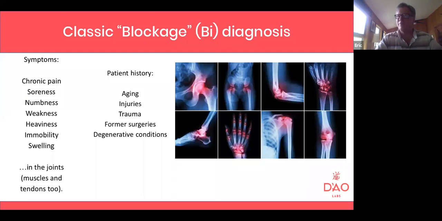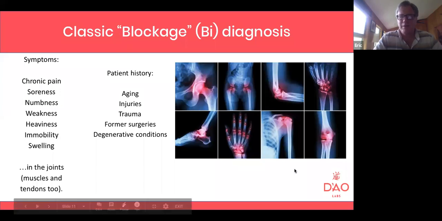Is there something that's more in the joint and in that more classic Bi family, the more general world of rheumatology, or is this something in the soft tissues? The images here are just to remind you that we're really talking about some inflammation in that joint space. That's different than those soft tissue injuries where the joints really are fine.